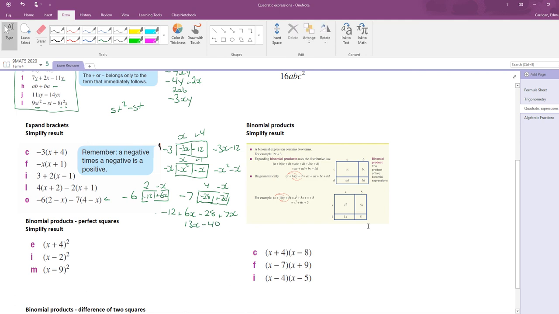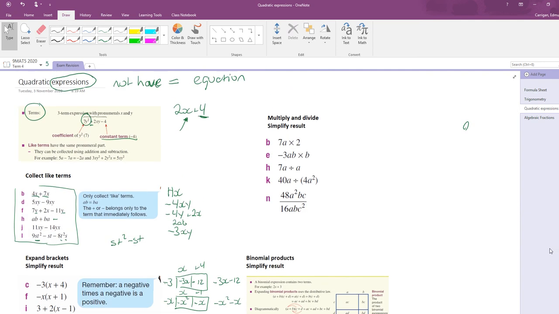Binomial products. Let's have a look at our binomial products, if that's what we're doing. No, first we're going to look at multiplying, dividing, and simplifying the results. So well, there's no real trick here, we just smash them together. 7 times 2 is 14, and we've got the A. Minus 3, we've got an A, so when we smash it all together, minus 3ABB equals minus 3AB squared.